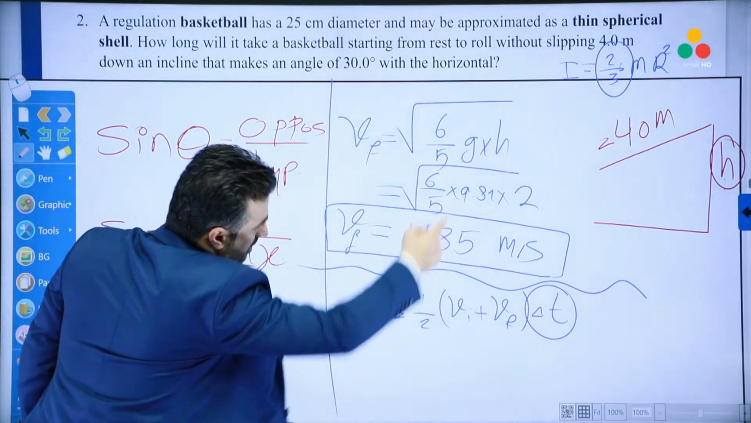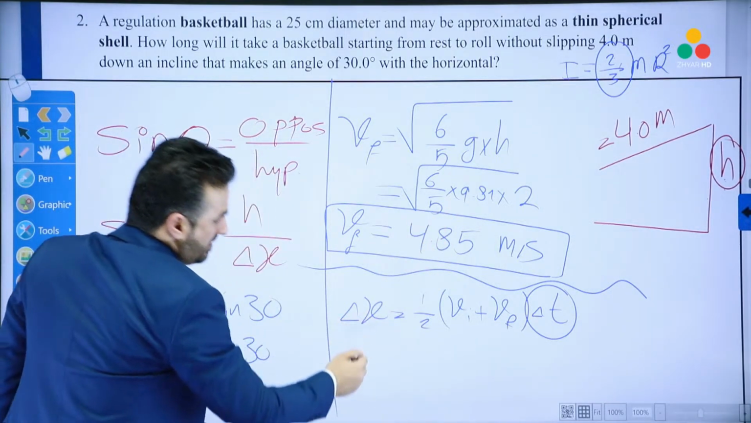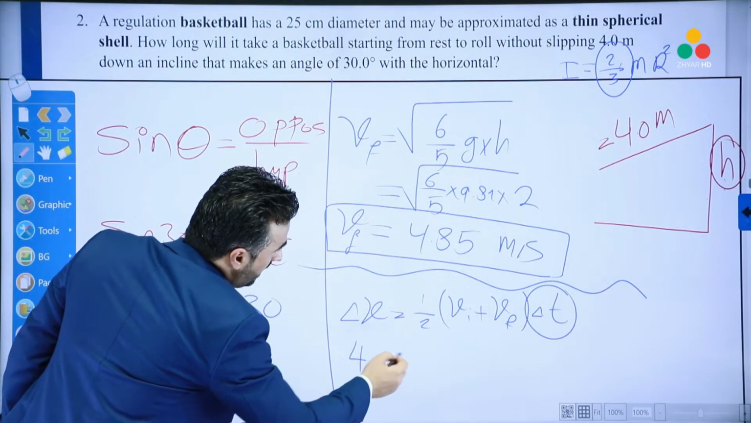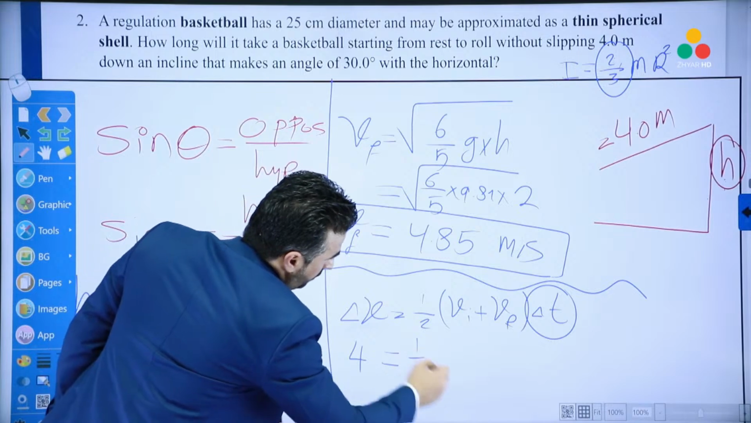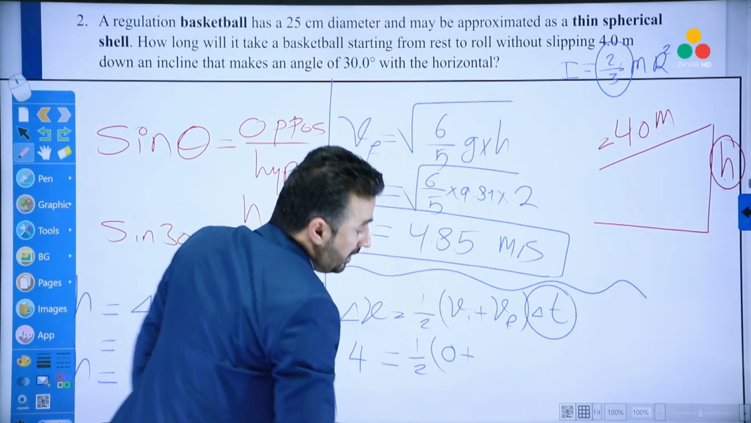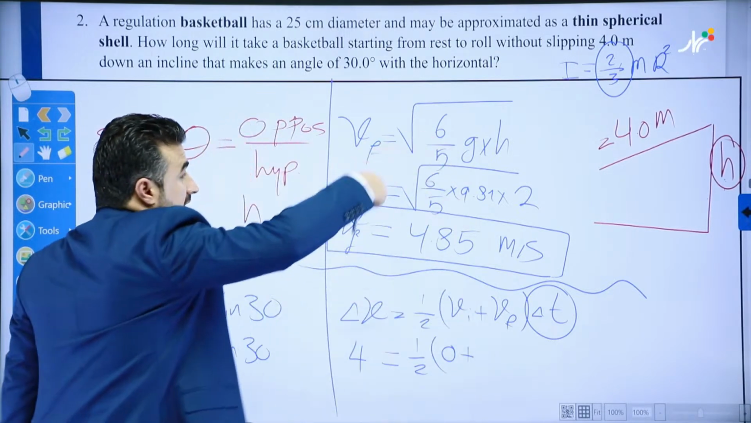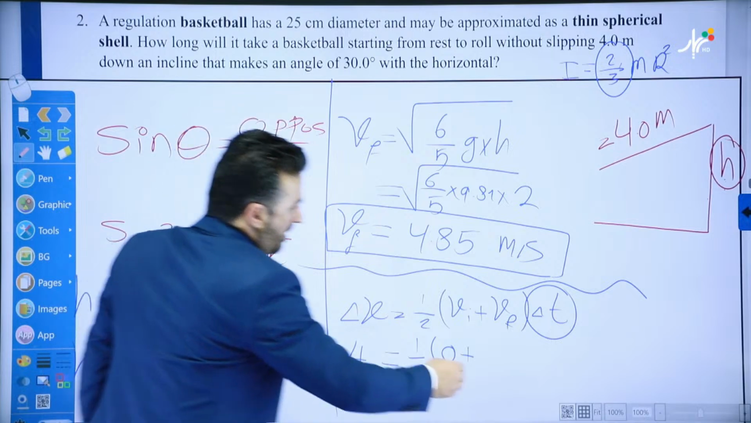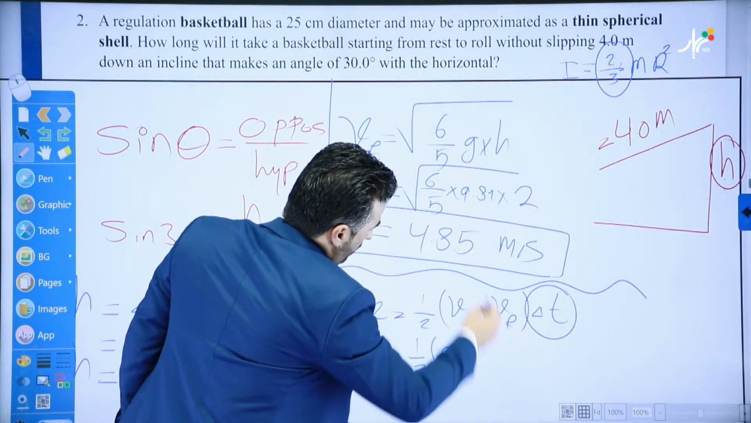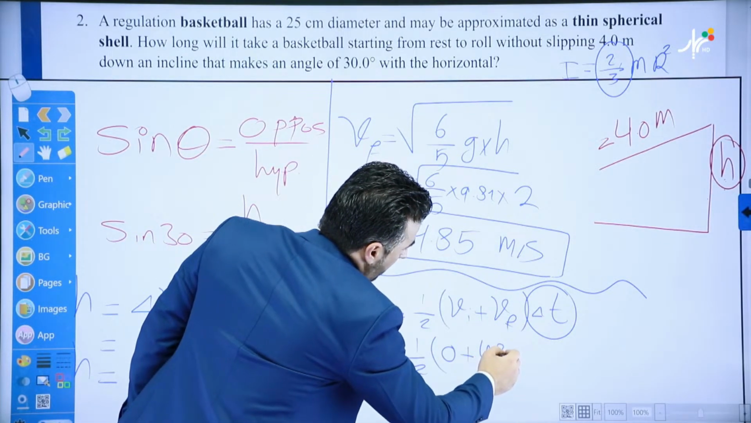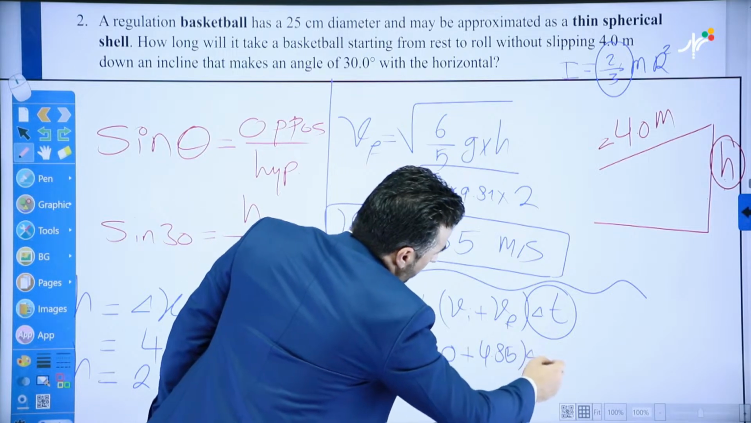Delta x, it was here, by the way, not the height. This is delta x, so we're going to use Δx = 1/2 (V initial + V final) Δt. V initial was 0 before rolling down, it was at rest. And then V final we found, which was 4.85, multiplied by delta t.